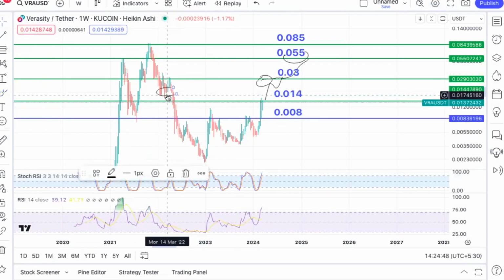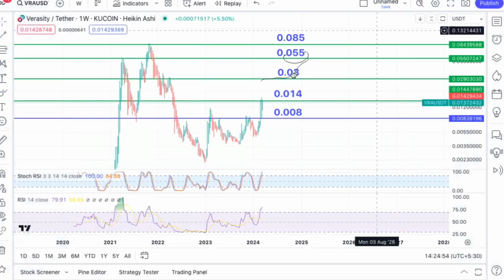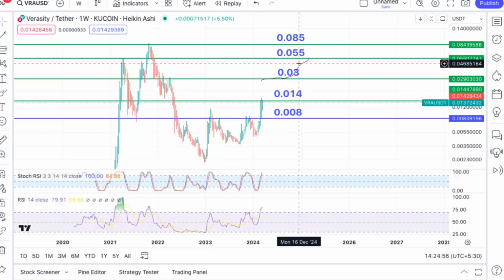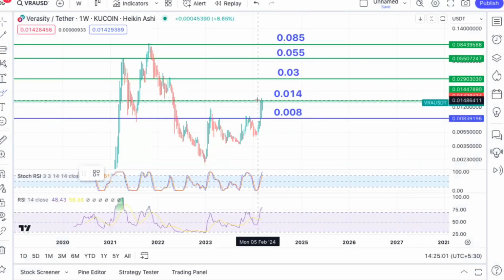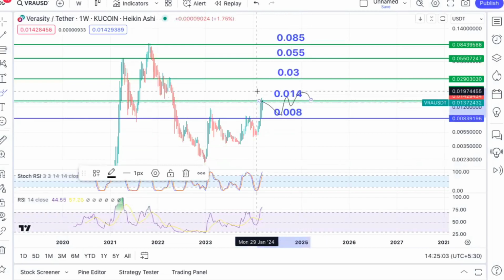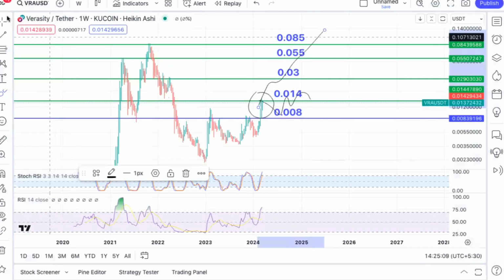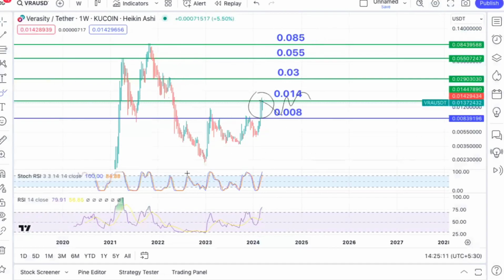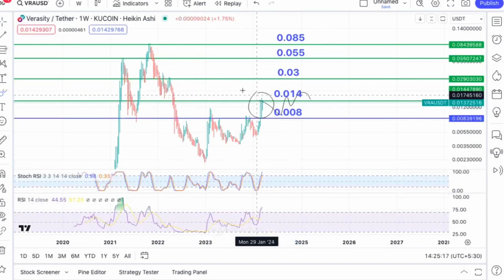If you are somebody who's looking for entries, I think any good dip is a buy-the-dip zone for Veracity. If you have zero exposure, I would suggest you buy some right now. And if you can handle the volatility, then you can buy all your bags and go ride it. Or if you want to buy the dip, then buy some right now and wait for the dip. But I don't know whether you'll get that opportunity.